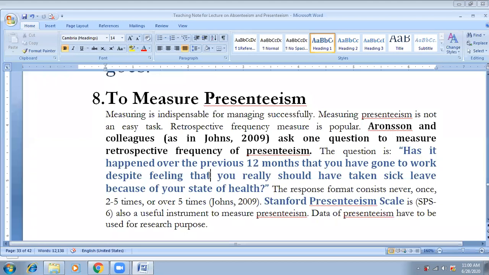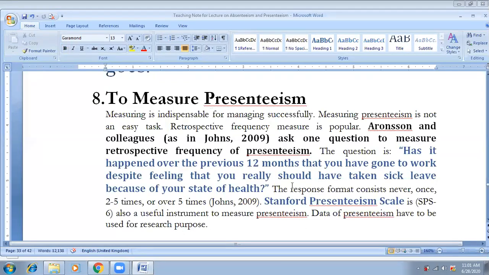In simple terms, during the past 12 months, did you go to work while you were sick? Simply, yes or no. If the answer is yes, then how many days? The increasing number of days will of course indicate an increased amount of presenteeism.